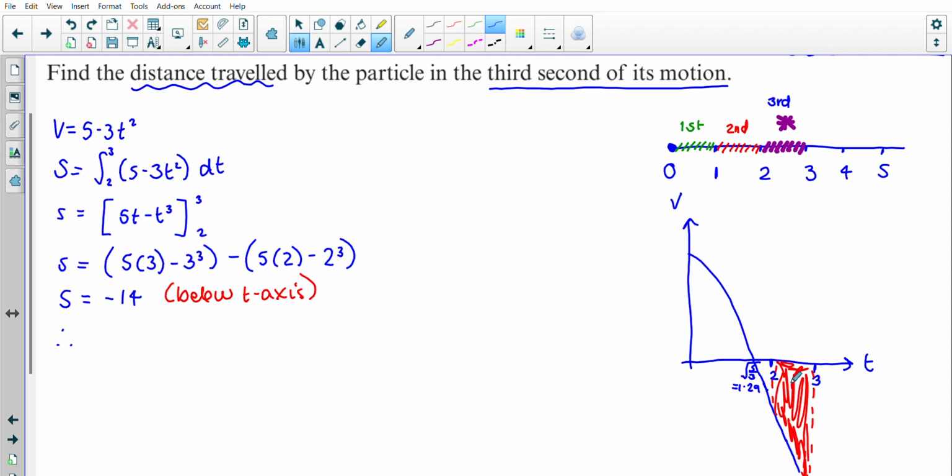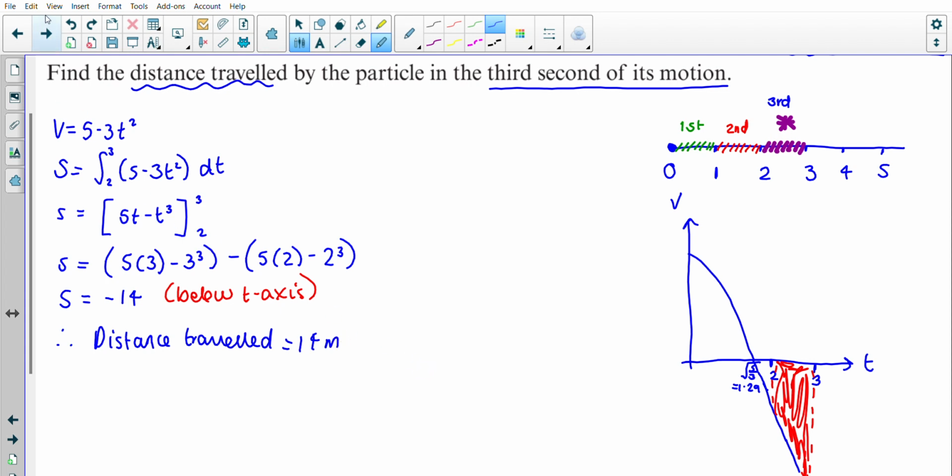So this is just showing me with a negative value that the particle is 14 meters away in the opposite direction to what's positive. So I just want the distance as a whole. Well, it's travelled 14 meters, this particle. So the distance travelled equals 14 meters.